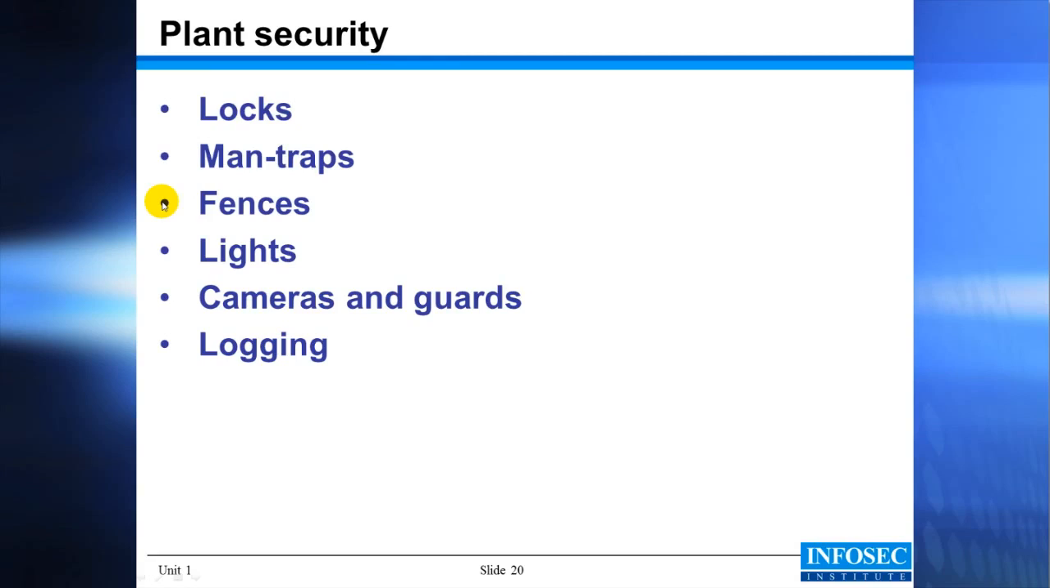Locks, man traps, and fences will slow down or prevent someone from gaining access to a building. If someone is responsible for monitoring the perimeter, such as a security guard, well, that monitoring process will be facilitated by the strategic deployment of lights to make sure that the entire area is covered. Guards can also use cameras to monitor the environment as well.